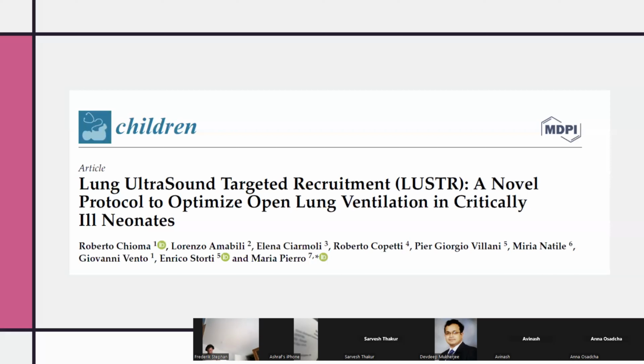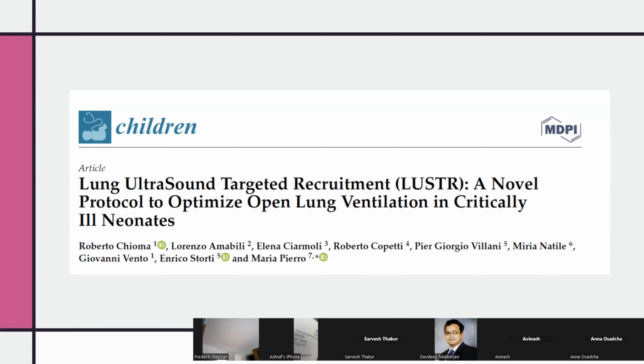In terms of protocols that are currently being used, if you go to your article library, there are 4 papers in it, and this is one of them. This is the Lung Ultrasound study. It's been done by the same group, by Maria Piero and colleagues.